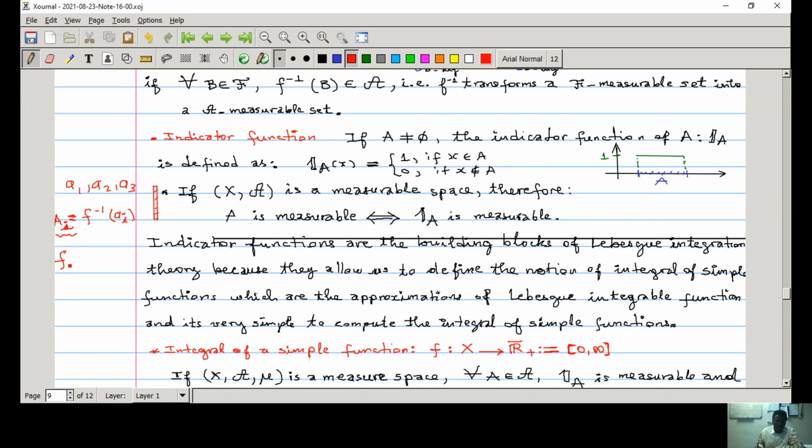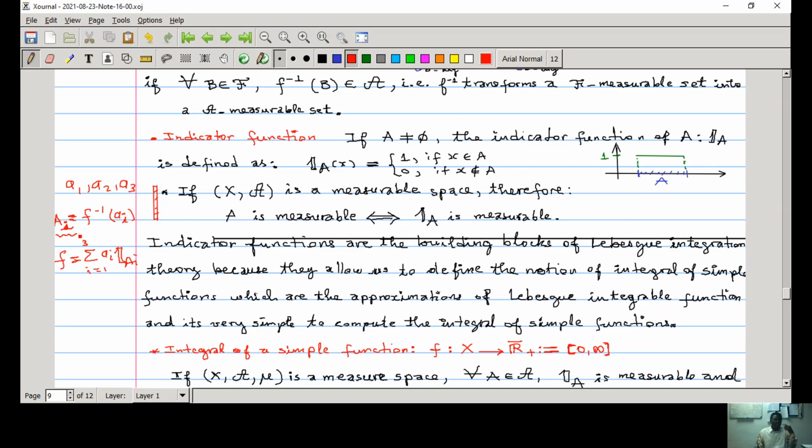And finally, what will be our f? It will just be the sum of a sub i times the indicator function of A i, i from 1 to 3. You see? And by so doing, all these A i's will be disjoint. They will be disjoint because the pre-image of A1 will not intersect with the pre-image of A2.